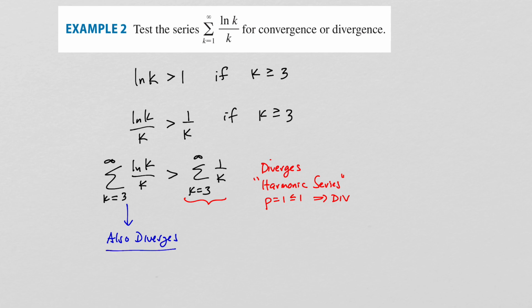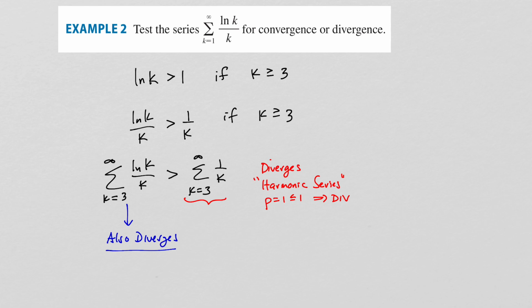Now you might ask the question, well, how do we prove that this diverges then, because you have k equals 3 here? Well, let me ask you, if we have the series k equals 1 to infinity, and we know that it diverges when you add it from 3 to infinity, is adding 2 additional terms to this series going to make any difference as to whether it converges or diverges? And the answer is no.